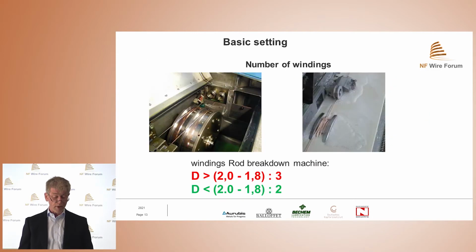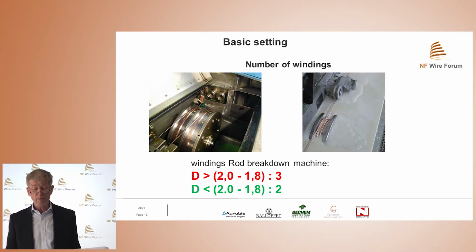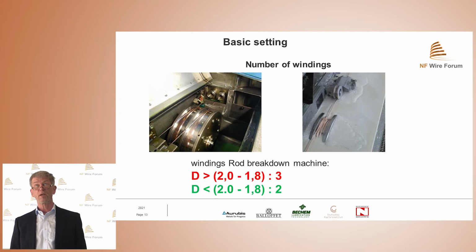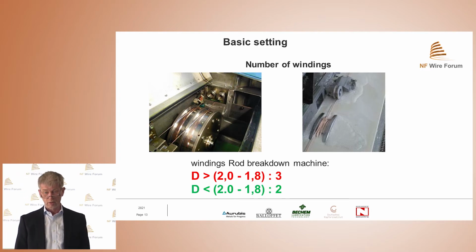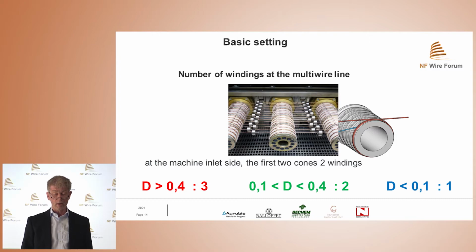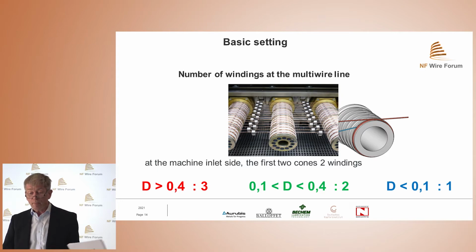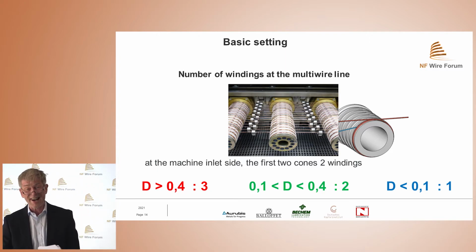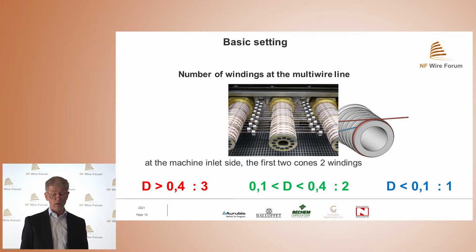Further basic settings can be the number of windings. For example, at a rod breakdown machine, we produce with 3 windings for diameters bigger than 2 millimeters, and with 2 windings for diameters less than 2 millimeters. The same for the multiwire machine. For diameters bigger than 0.4 millimeters, we produce with 3 windings. Between 0.4 and 0.1 millimeter, we produce with 2 windings, and less than 0.1 millimeter, we only have 1 winding.